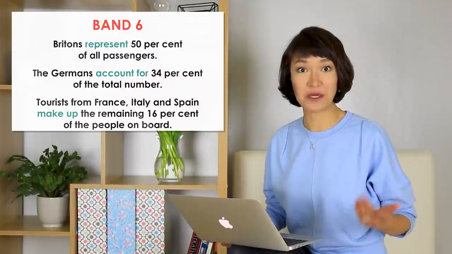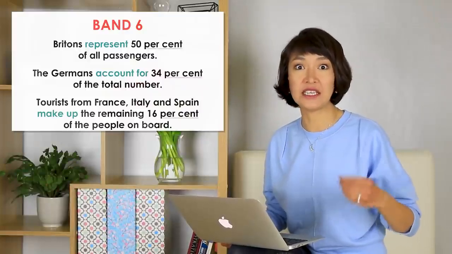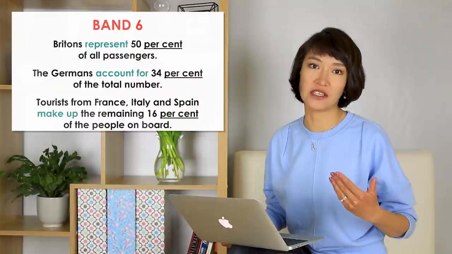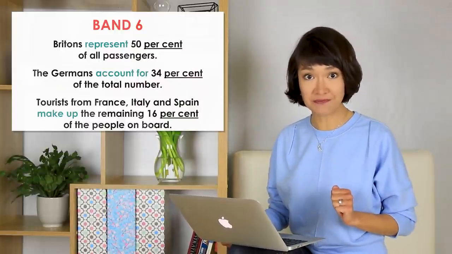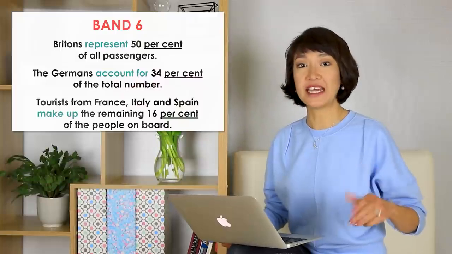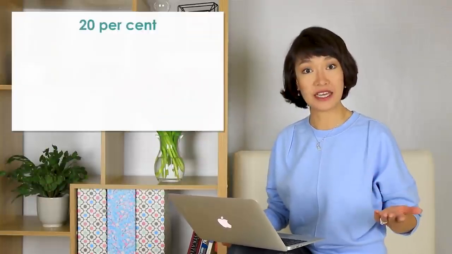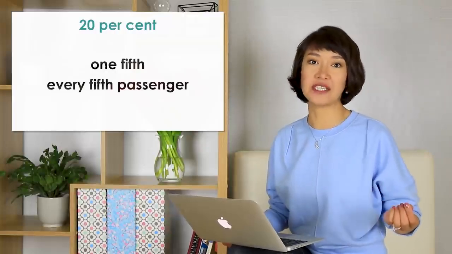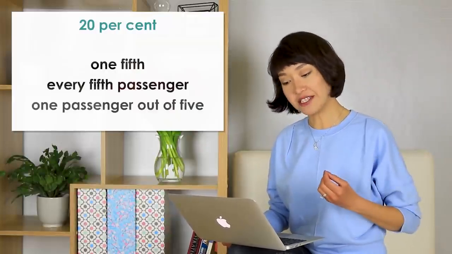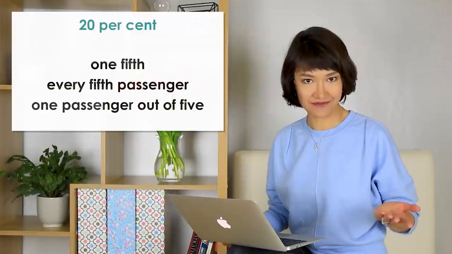That's much better, but we still repeated percents in each sentence. 50%, 34%. So here is what you can do instead. For example, you want to say 20%. You could say 1/5, or every 5th passenger, or 1 passenger out of 5.